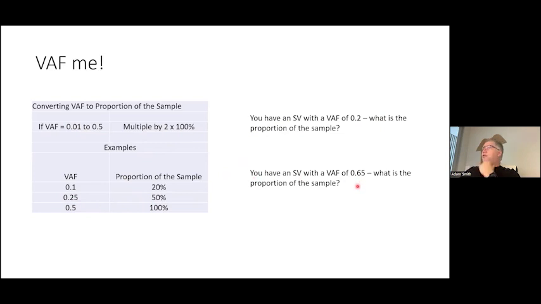But what happens when you have a VAF that's 0.65? What proportion of the sample is it? You can't multiply it by 2. It's not 130% of the sample, right?